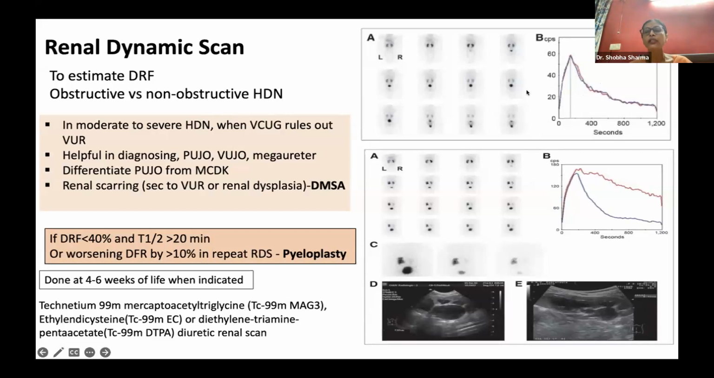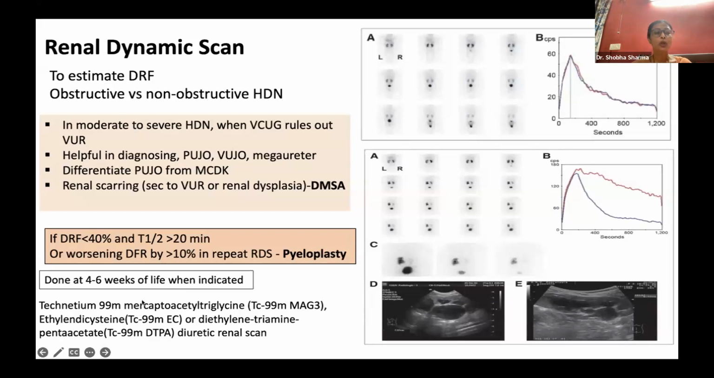from the collecting system. So this is why it is known as the dynamic scan, because here not only do we see the function of the kidneys by the glomerular filtration, we are also seeing the clearance of the radio tracer from the collecting system, which should not take more than 10 minutes. So if the T-half, that is 50% of the radio tracer, is still there in the collecting system for more than 20 minutes, or differential renal function is less than 40%, it is an indication for pyeloplasty. If we have done a repeat scan at 3 to 6 months and there is a decrease in the differential function by more than 10%, even then it is suggestive of an obstructed system and suggests the benefit of pyeloplasty. Ideally, it should be done at 4 to 6 weeks of life, and the most commonly used radioisotope is DTPA, because we do not have the radio tracer of choice, that is MAG3.